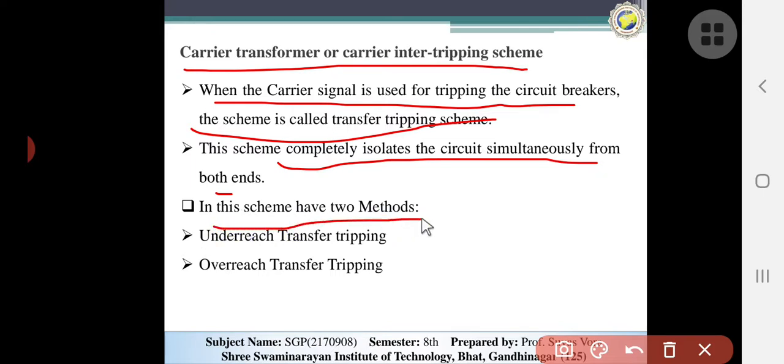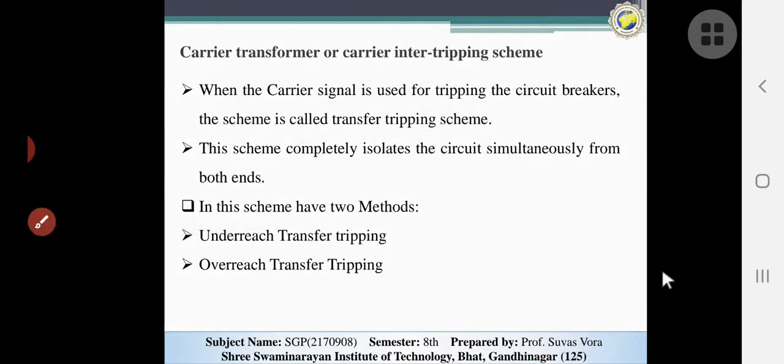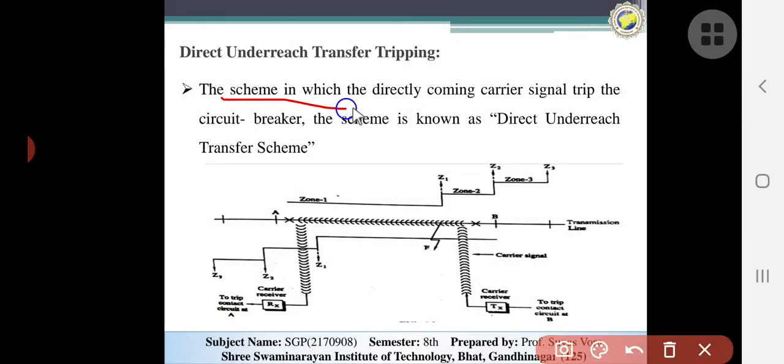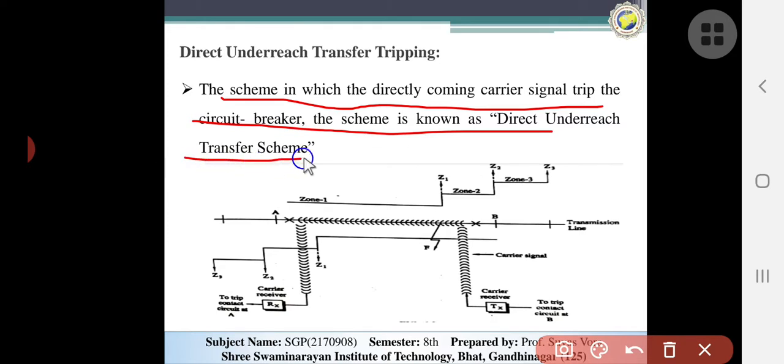This scheme has two other methods: underreach transfer tripping and overreach transfer tripping. Now the underreach transfer tripping is also called the direct underreach transfer tripping scheme. Yes, this one is the underreach scheme. The scheme in which the direct coupling of the carrier signals trips the circuit breaker is known as the direct underreach scheme.